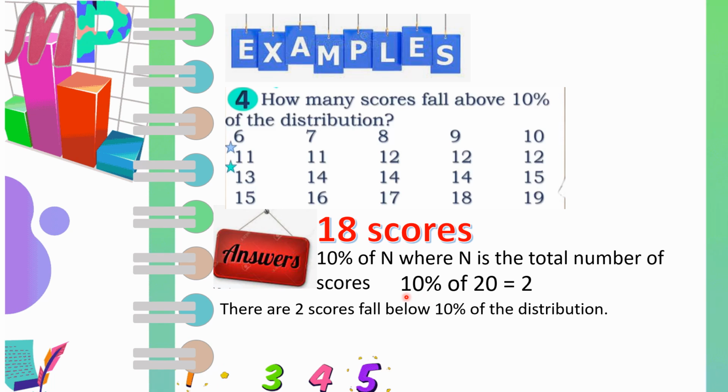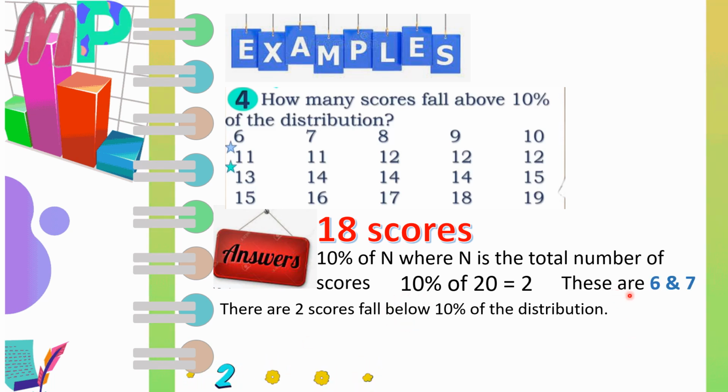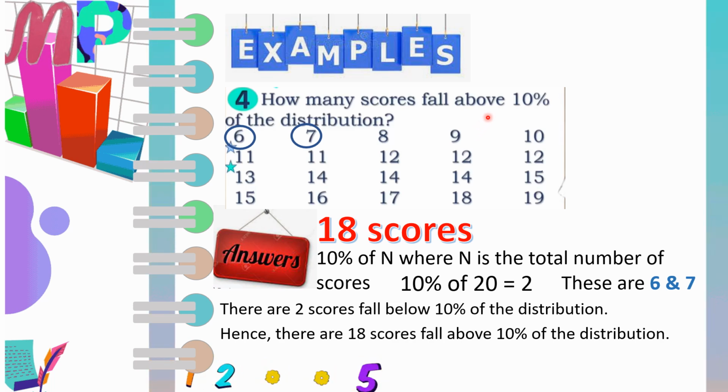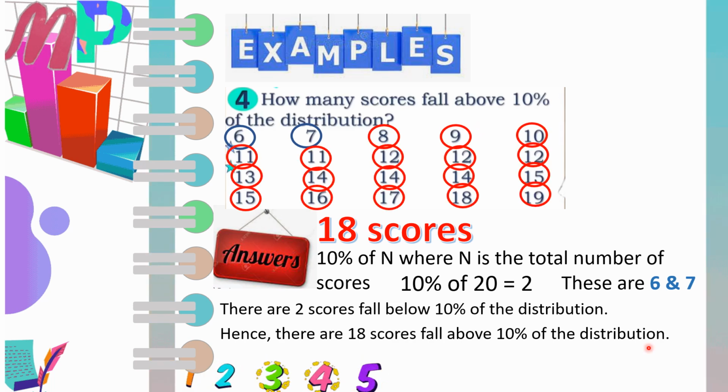Take note of the word below. These are 6 and 7. So, 6 and 7 are the scores below 10% of the distribution. Hence, there are 18 scores that fall above 10% of the distribution. Okay? So, using the encircled numbers, the red oval, are the 18 scores that fall above 10% of the distribution.